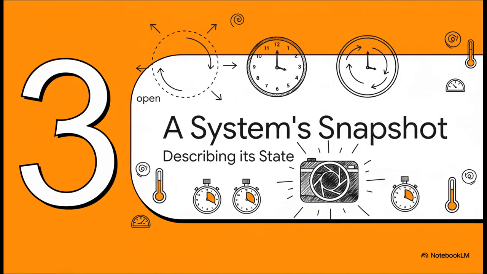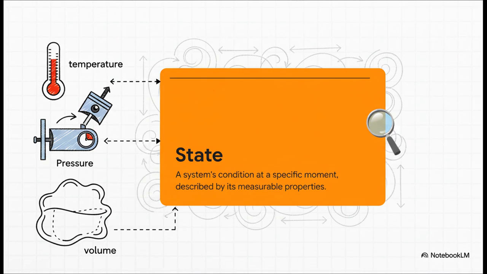All right, so we've picked our system. We know if it's open or closed. What's next? Well, how do we actually describe it? Like if we could freeze time for just a single moment, what would we measure to capture a perfect snapshot of its condition? That snapshot, that's what we call a state. And a state is defined by its properties, things we can actually measure, like its temperature, its pressure, or how much space it takes up, its volume. You tell me those numbers and boom, you've perfectly defined its state at that exact moment.